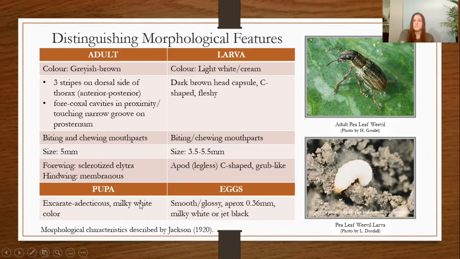The eggs are going to be smooth and glossy and also very tiny, so about 0.36 millimeters, and they are going to come out milky white, and then after 24 hours, they are going to melanize and turn jet black.